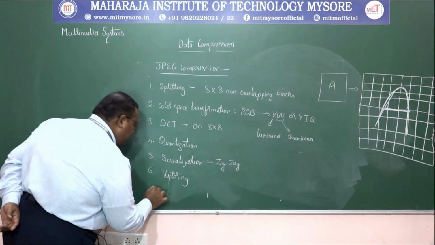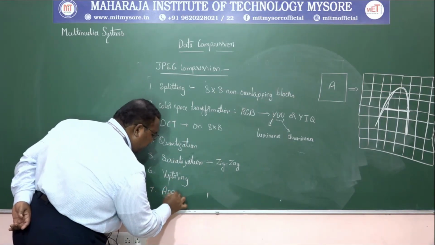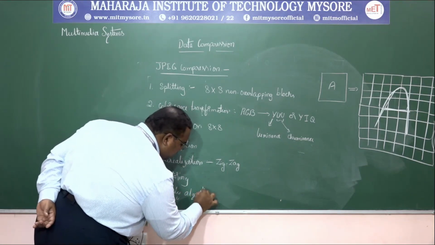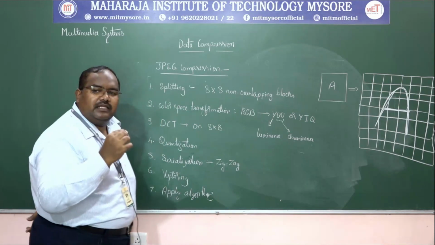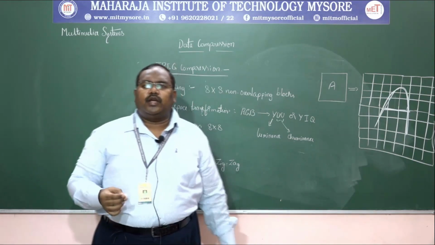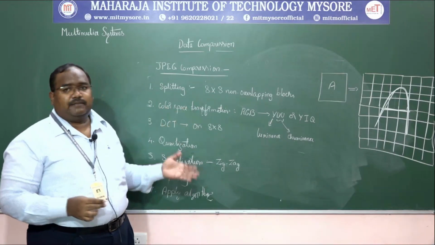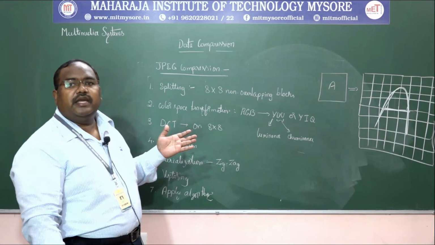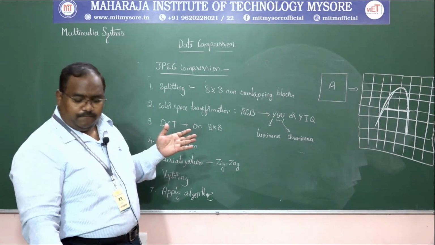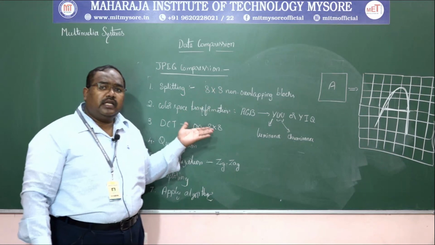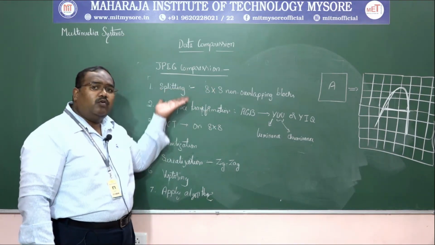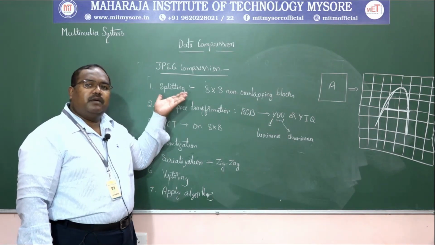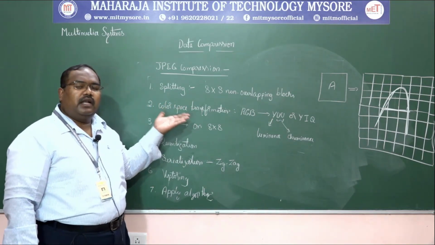Finally, what do we do? We apply the algorithms. It might be a run length or a Huffman coding algorithm. So these are the steps to compress an image in JPEG format. Now we have seen how JPEG compression works. In the next class, we'll see with an example how JPEG completely works.